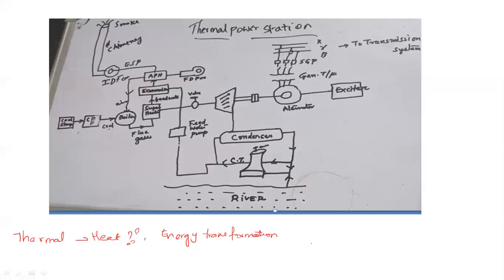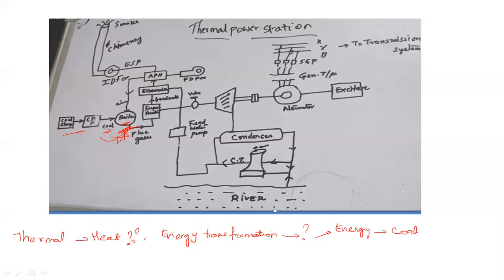So what is the energy transformation? First, what is the energy hidden in the coal? Coal is burnt in the boilers as shown here. That means you have to take the coal from the coal storage plant to the coal landing plant, then the coal to the boiler. So here the chemical energy hidden in the coal is converted into heat energy in the boiler.